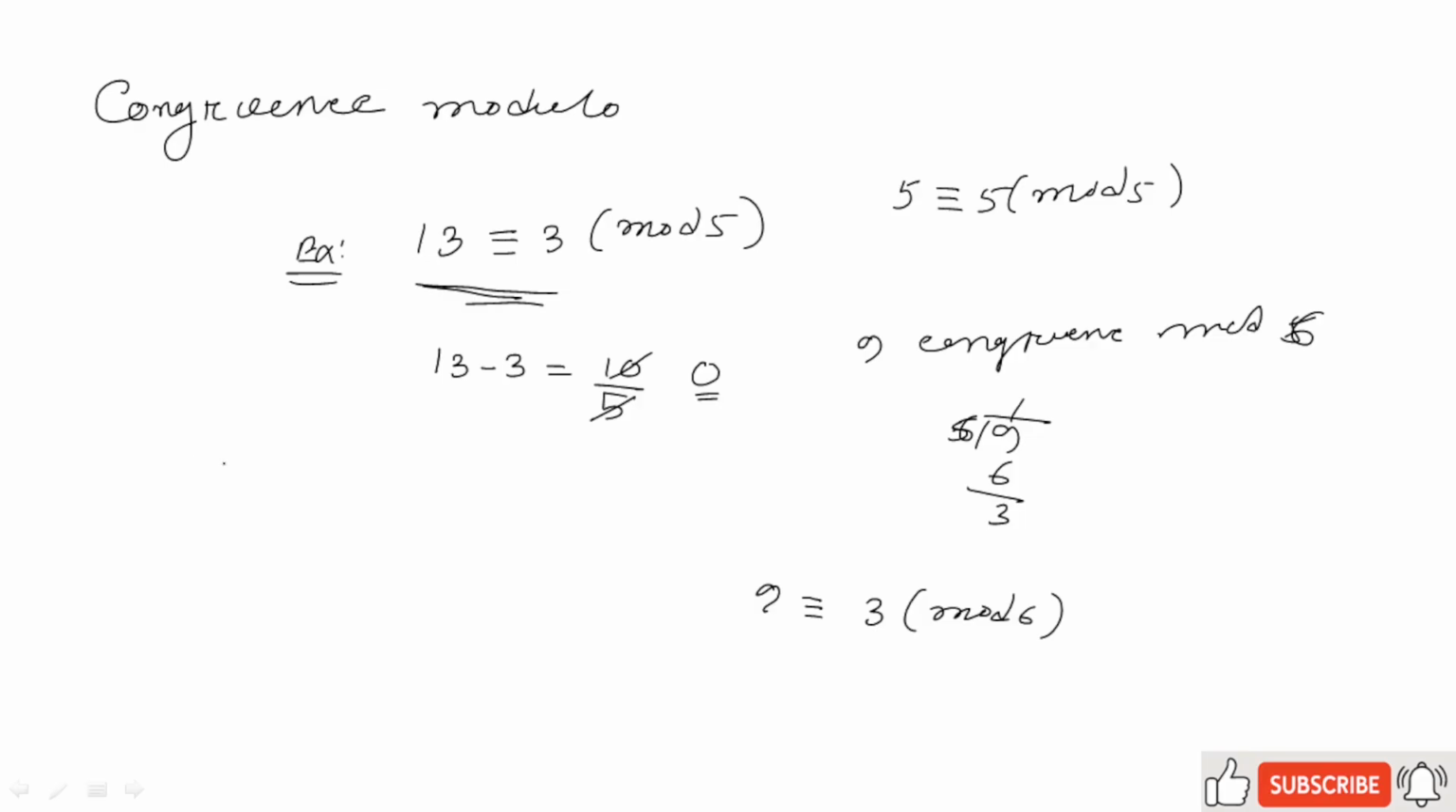Similarly, on another example, minus 2 is also congruent to 4 modulo 6. So let's try to solve this.